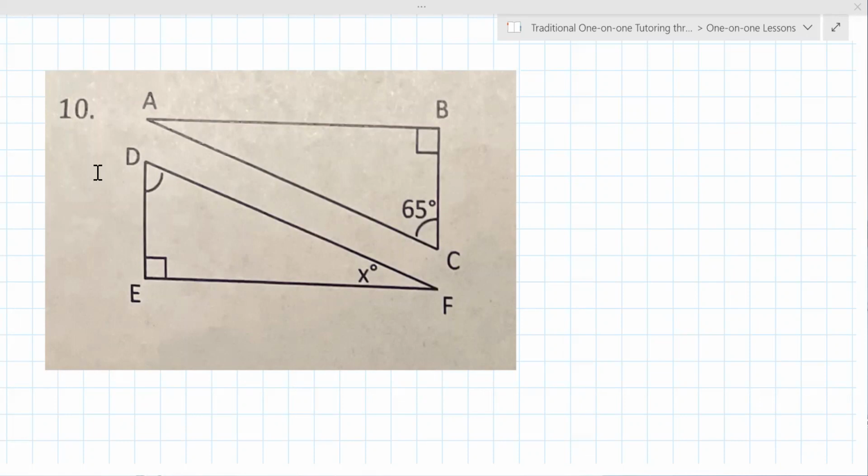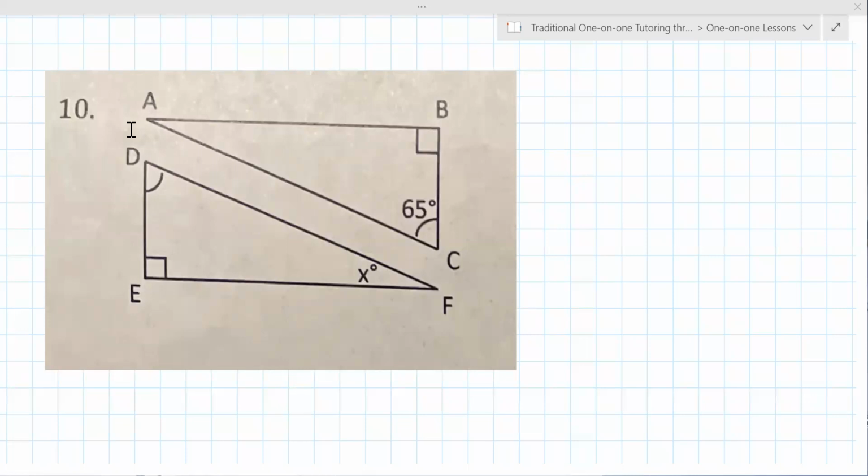So what is the measure of angle D? If the measure of angle C is 65, what is the measure of angle D? They're congruent. Congruent means they're the same. Yes. So what is the measure of angle D?